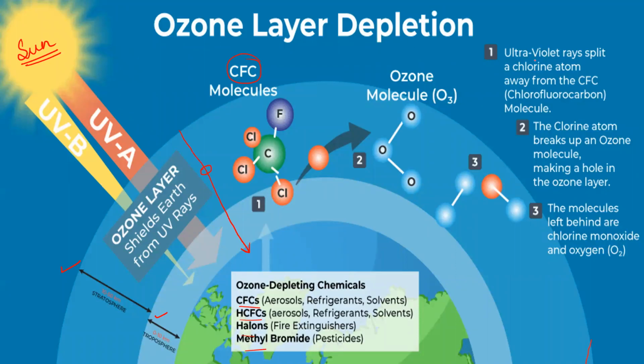Look at this. The ultraviolet rays split the chlorine atoms away from the CFC, which is the chlorofluorocarbon molecule. The chlorine atom breaks up an ozone molecule, making a hole in the ozone layer. Very, very important part. The chlorine atom breaks up an ozone molecule, making a hole in the ozone layer. The molecules left behind are chlorine monoxide and oxygen, which is so harmful.